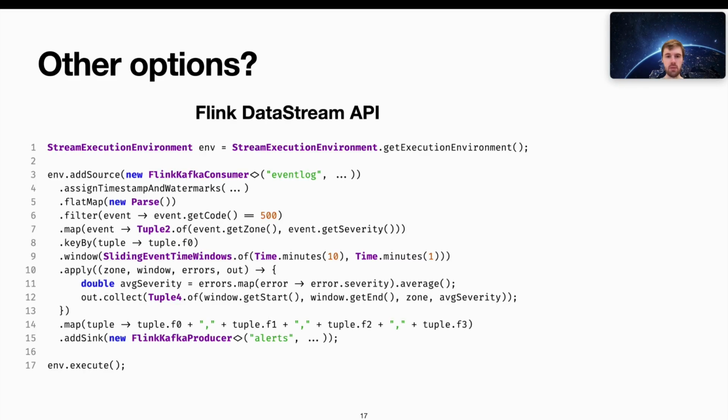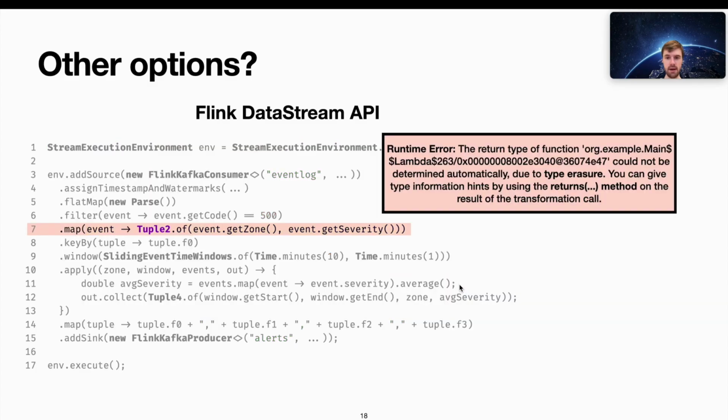So, are there any other options we can use to implement our application? Well, we could try to use Flink's DataStream API, and this API provides us with higher order functions for processing data streams, and these take UDFs as arguments. So now that we've written all of our code in one language, at least it should hopefully type check. But if you run this program, you get a runtime error like this.